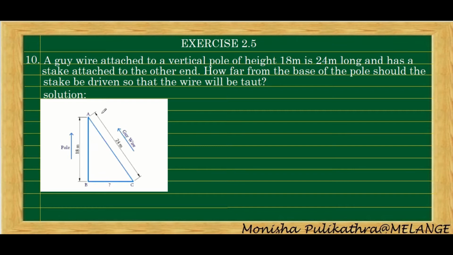Here, a guy wire. Guy wire means a wire which is attached to the pole. You might have seen a pole near your house. So this wire is a guy wire, which is attached to the pole for current connections. A guy wire is attached to a vertical pole of height 18, whereas the length of the wire is 24. We can write the data down.